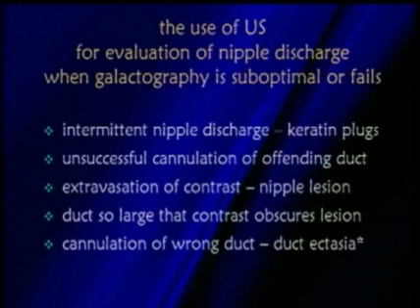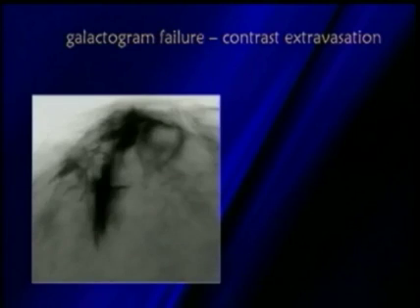Now, the use of ultrasound when we evaluate patients with nipple discharge, if galactography is suboptimal or if it fails: sometimes you could actually get a keratin plug that obstructs the duct, and so you cannot get any nipple discharge. Occasionally you can have unsuccessful cannulation of the duct. Extravasation of contrast behind the nipple can possibly occur. The duct can be so large or filled with so much contrast that it will actually obscure the lesion. And I'm sure none of you have ever cannulated the wrong duct, but occasionally the wrong duct can actually be cannulated when evaluating patients with ductal ectasia.